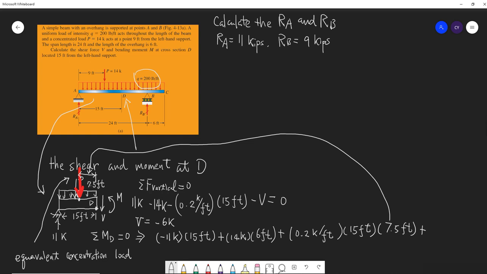So the summation of moments equal to 0, and it's very easy to get the moment here equal to 58.5 kip-feet. So this is the answer, and it's the left hand side. The first one is the left hand side, and the second, we need to calculate the right hand side.